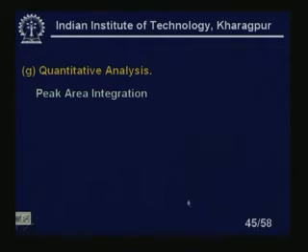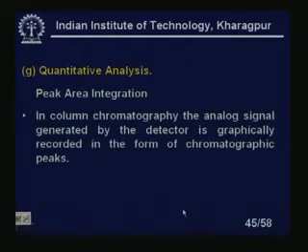Peak area integration. What is peak area integration? Let us look at it. In column chromatography, the analog signal generated by the detector is graphically recorded in the form of chromatographic peaks, which is called the chromatogram. That we have seen. It looks like this.